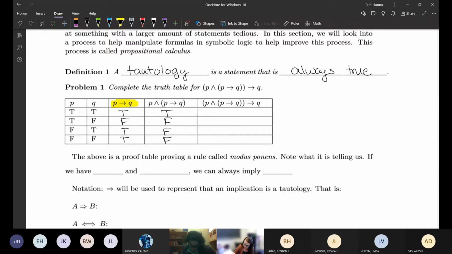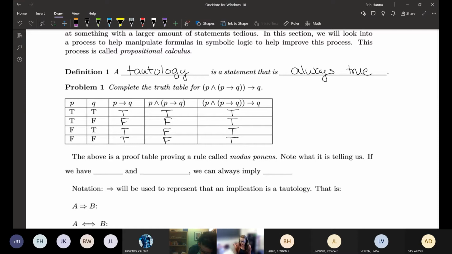And then for the last piece, we take this and column we just filled out and imply it to the Q column. So true implies true gives us a true. A false implies a false is a true. False implies true is true. False implies false is true. So this table ends up being completely true in that last column. So we would say that it's a tautology because it ended up being true all the time.